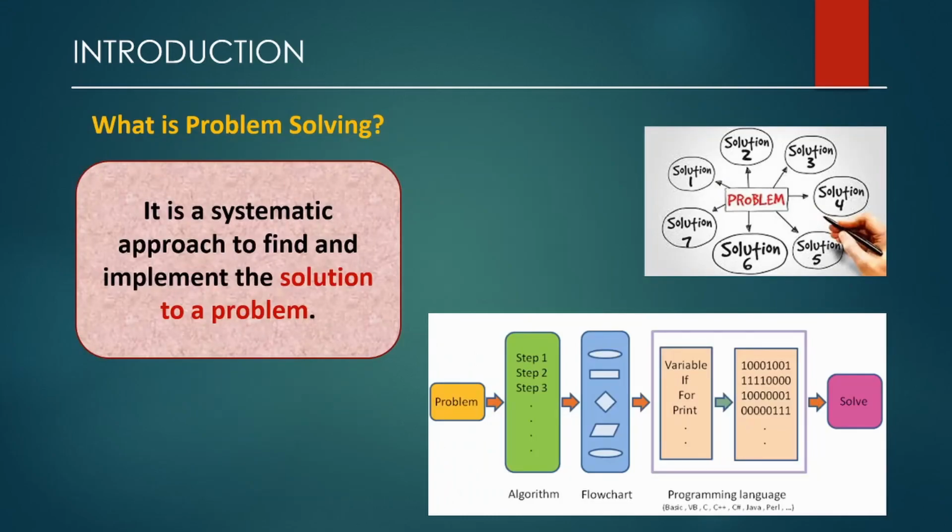So, what is problem solving? It is a systematic approach to find and implement the solution to our problems. There are a few different steps that you need to follow to find the most efficient way to solve a problem. And problems can be solved in many different ways, like we mentioned just now.